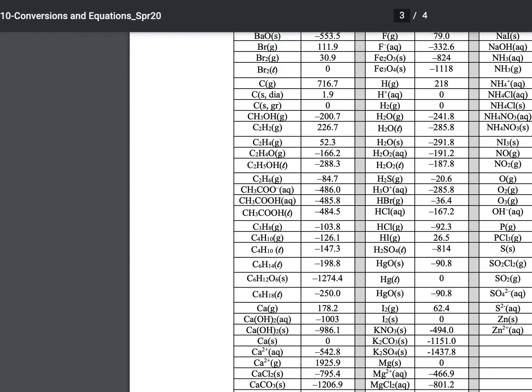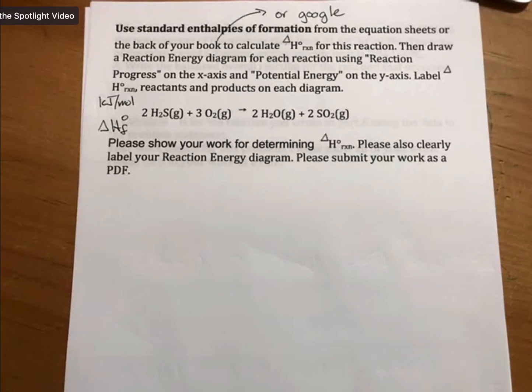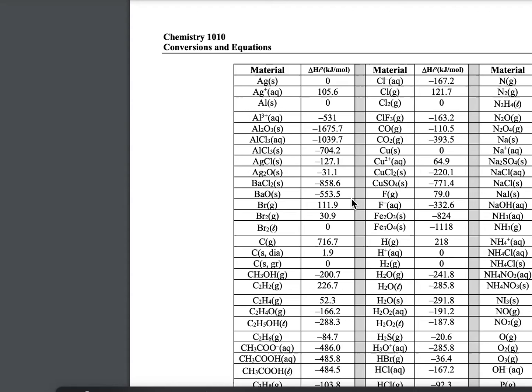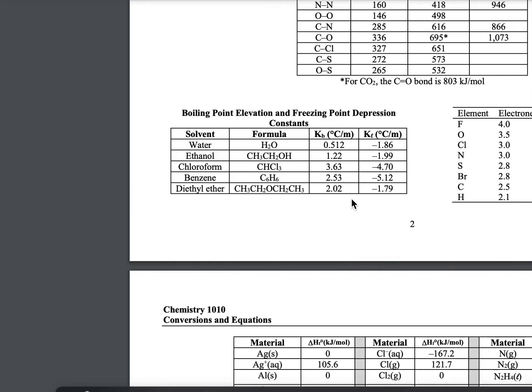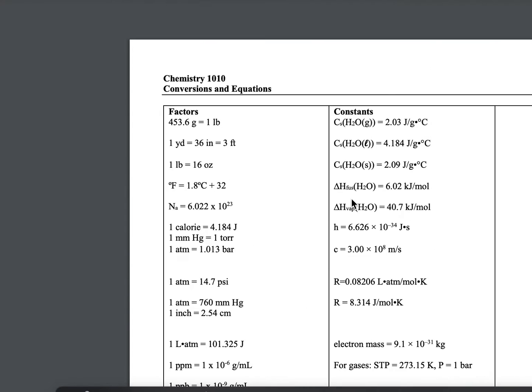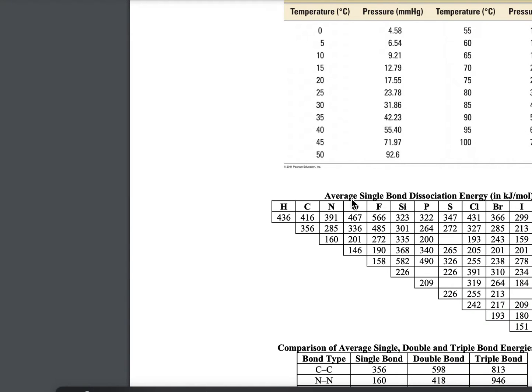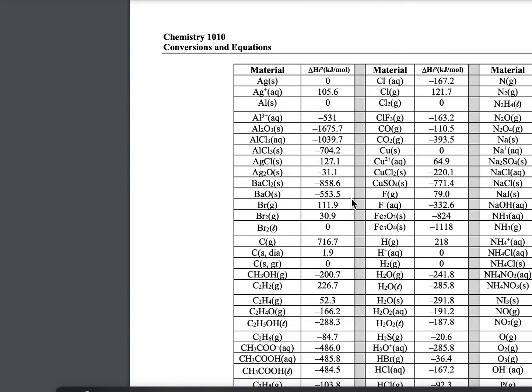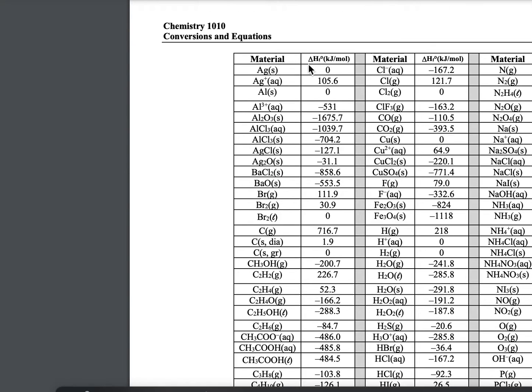Let me share my screen. So this is one of your conversion equation sheets. It's on the page after all the constants, and then on page 2 has our vapor pressures, and on page 3 are the delta HF values. And what we're going to do is, on this list, find each of the values for each of these materials, and then we'll figure out what to do next.